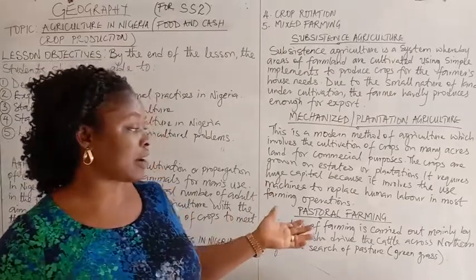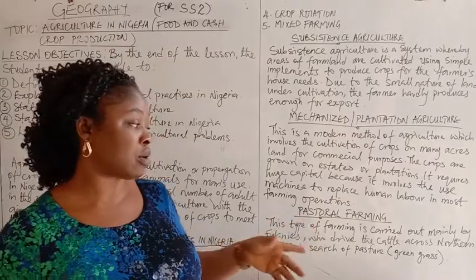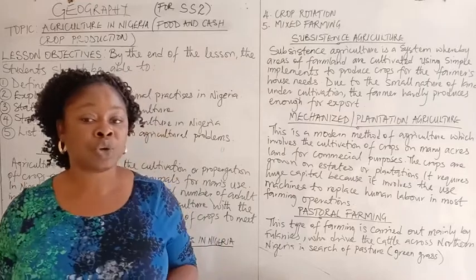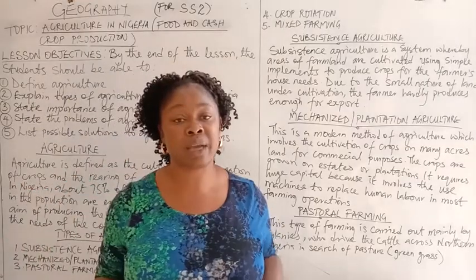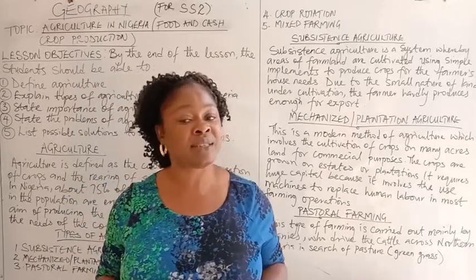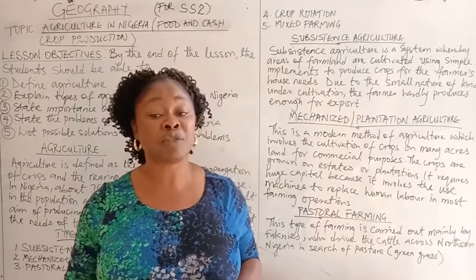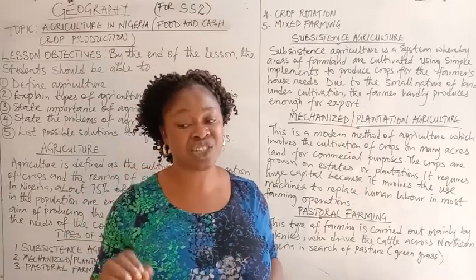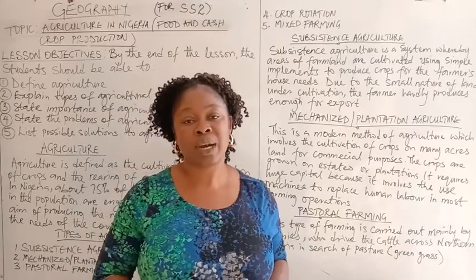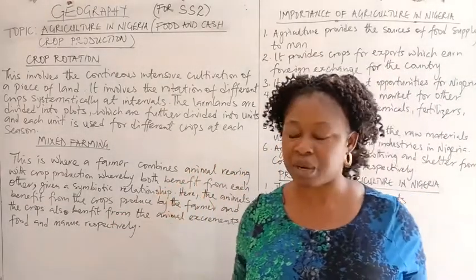The next system of agriculture we are looking at is pastoral farming. This type of farming is carried out mainly by Fulanis, who drive cattle across northern Nigeria in search of greener pasture. During the wet season, the herdsmen move their cattle northwest, while in the dry season, they move southwest. This system of moving north and south with changes in season is known as pastoral nomadism.